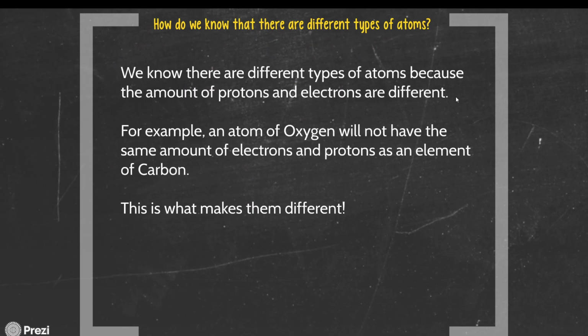We know that different atom makeups react differently, and that's because of the amount of protons and electrons. For example, oxygen and carbon both react differently, and the reason is that they have a different number of protons. And protons are what really defines the atom in and of itself.